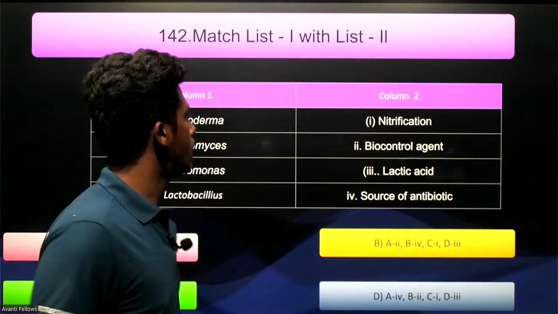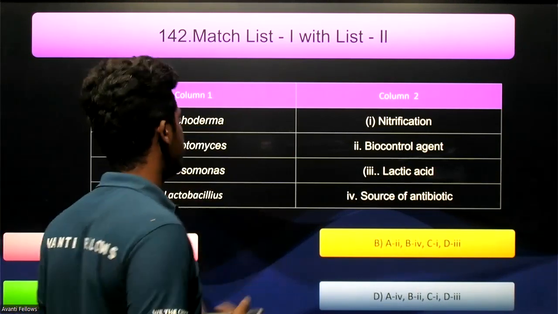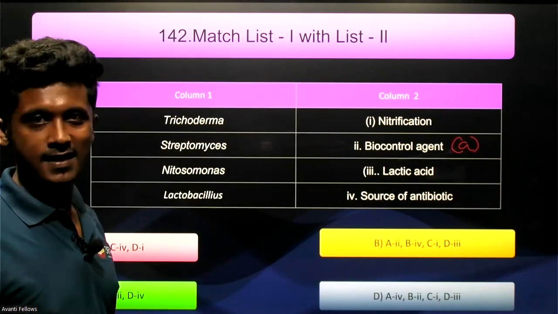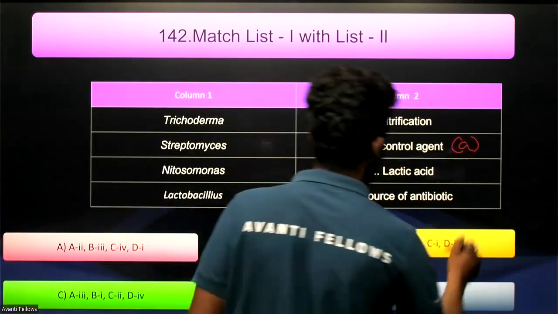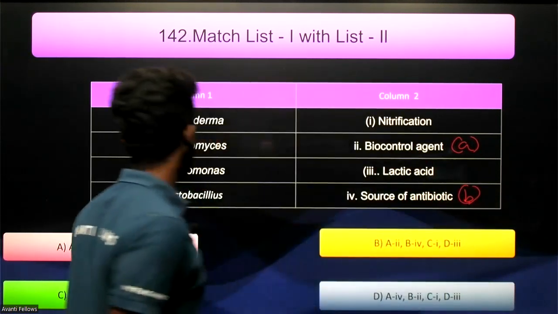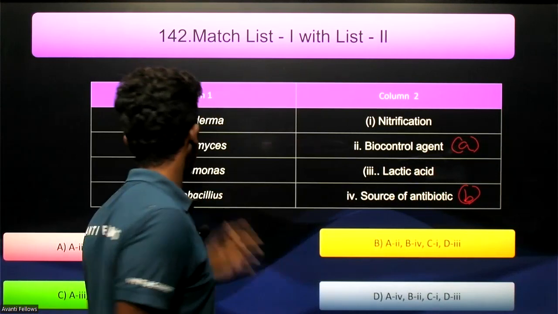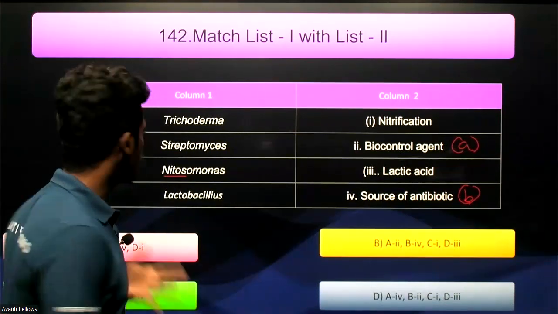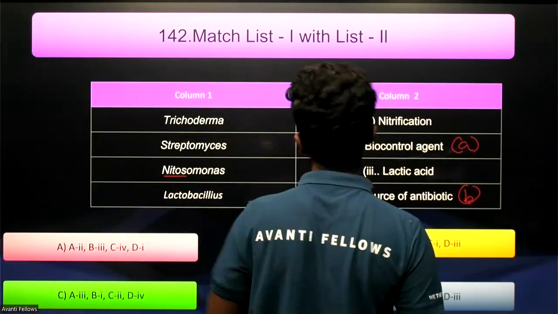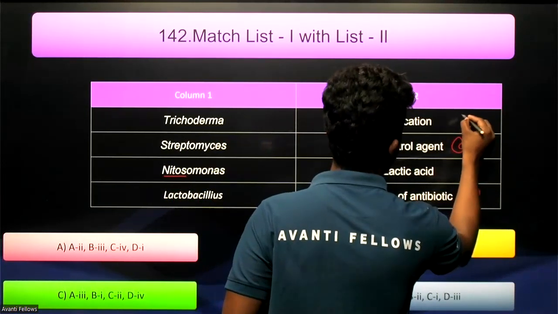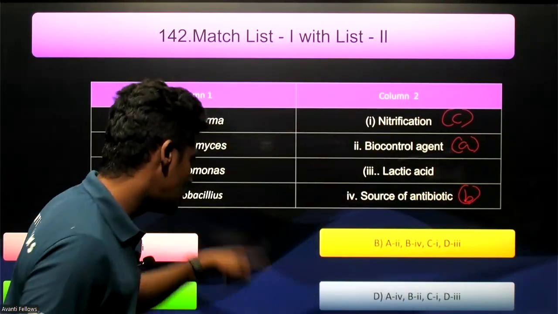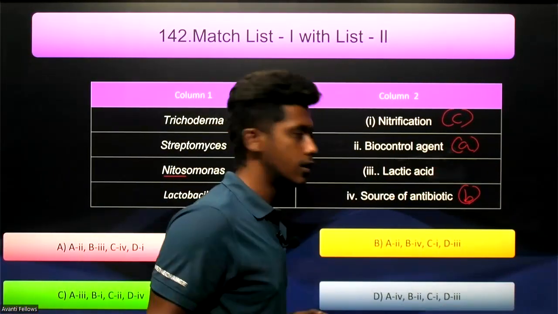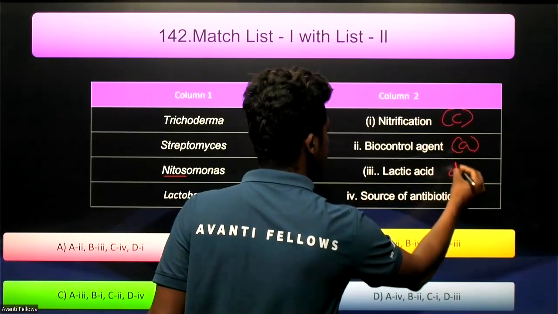Trichoderma is an excellent biocontrol agent, so let's go for A. Next one: Streptomyces is used for the production of antibiotics, so I'll write it as B here. Coming to Nitrosomonas, it is a nitrifier. The name itself says it, so you can get two things very easily in this match the following. Nitrosomonas are used as nitrification bacteria, so I'll write it as C here. And then Lactobacilli and lactic acid is so verbal, so we can just go for this. Lactobacilli, which is used in curd, is used for lactic acid production.